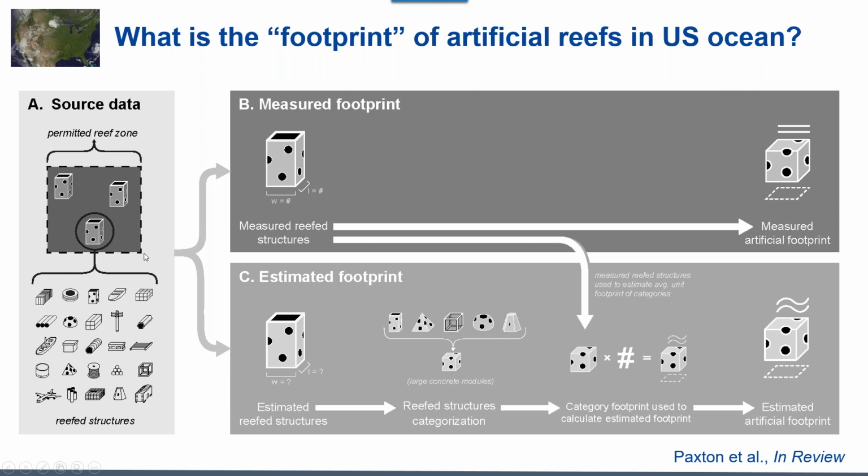The first was the locations and areas of pieces of the seafloor of the ocean that have been permitted through official channels to hold artificial reef structures. So again, these are reef zones, areas of the seafloor in which artificial reef structures can be deployed. Those structures span a wide variety of materials as well as particular types of structures. Some of them are shown here.